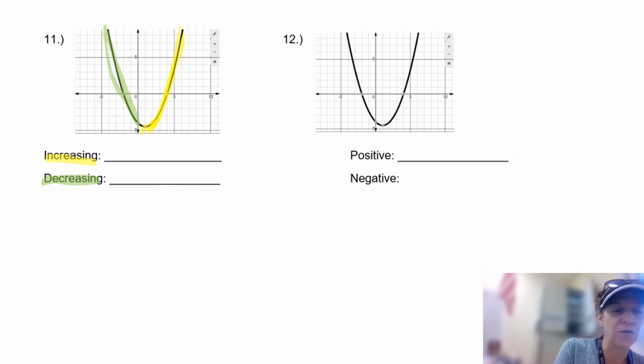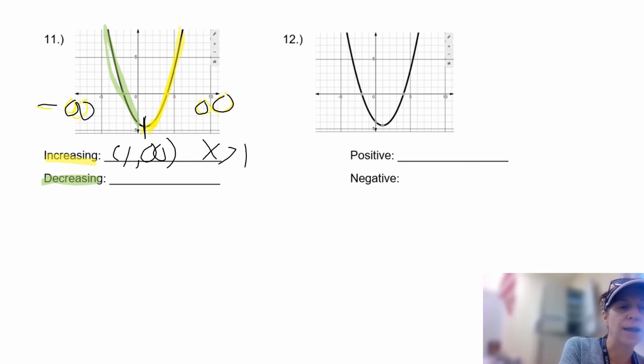If you use your interval notation on that, your increasing starts at the 1 and goes to the right, which means it's going to go to infinity. Or you would say x is greater than 1. Your negative is over here, starting at negative infinity, and then that green section stops when you get to the 1. This would be negative infinity and then stopping at the 1, or x is less than 1.